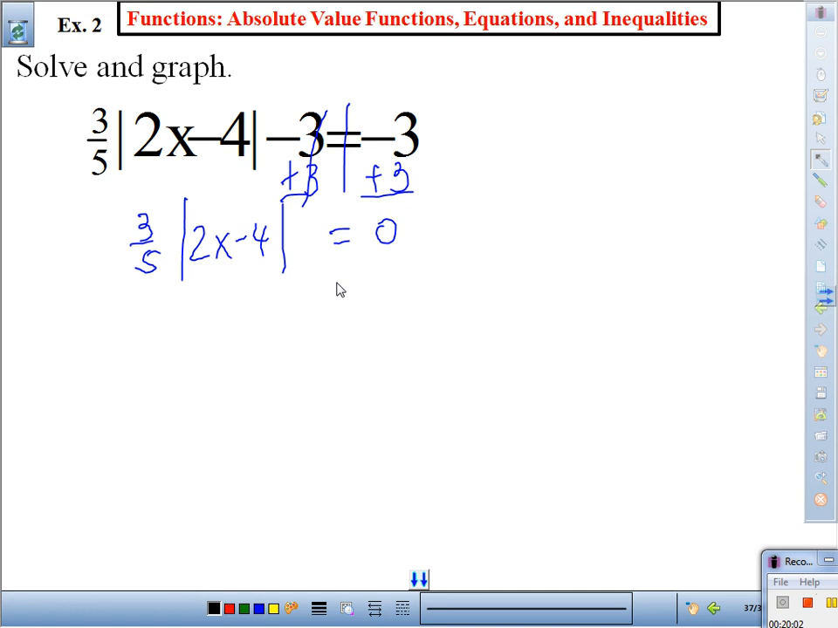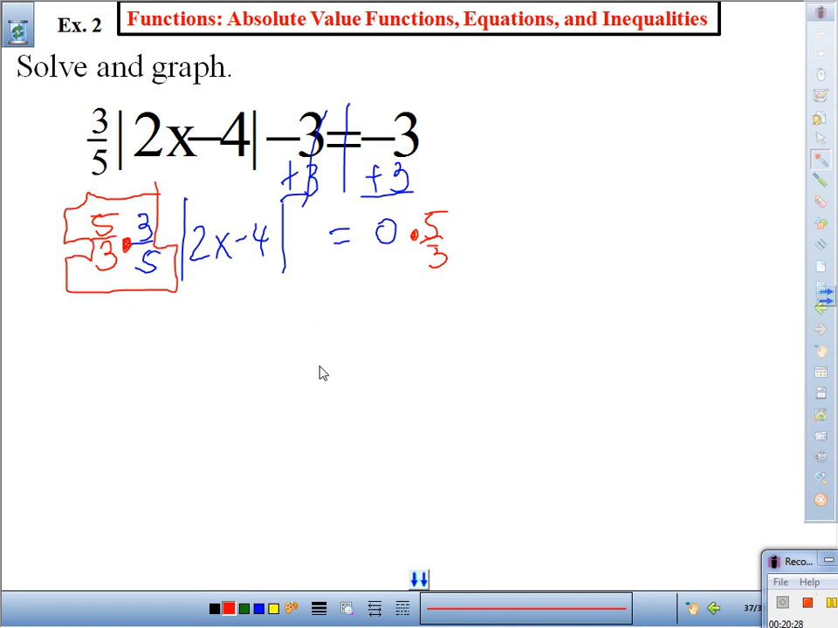You need to get rid of the 3/5 that's multiplying. How do we make this into a 1? By multiplying times the reciprocal, which is 5/3. Is that correct? Whatever we do to one side, we do to the other. So you're like, why 5/3, Mr. Q? Well, what is 5 times 3? 15. 3 times 5? 15. What is 15/15? A giant 1.